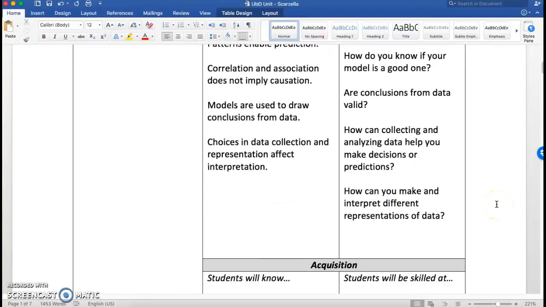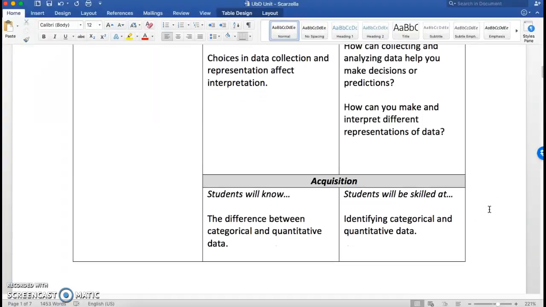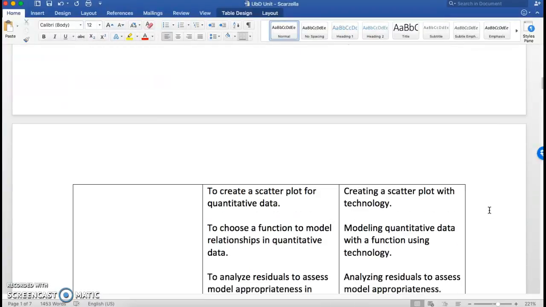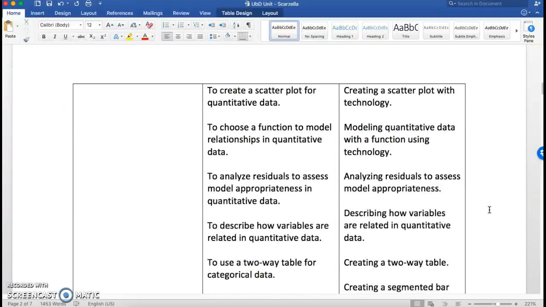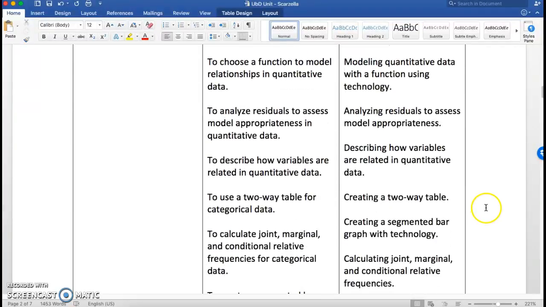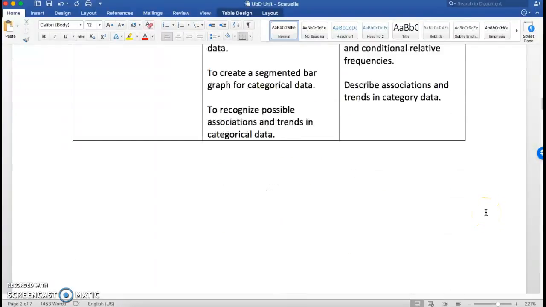So basically, I want them to do a whole bunch of things with some data, mostly trying to identify what categorical and quantitative data is. I'm not going to go over all the acquisition skills, but basically there was a lot that they were going to do in this unit that relates to statistics and data. And during this lesson, they are going to be using technology quite a bit.